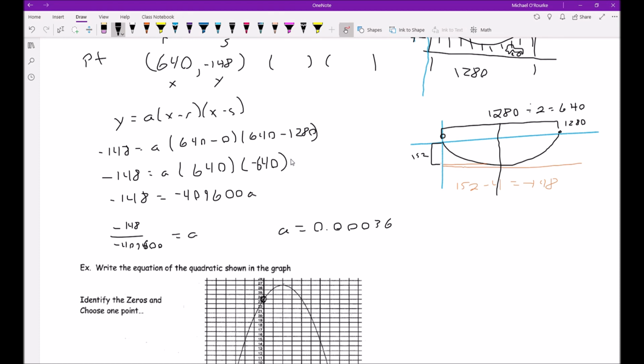Then we take this A and plug it back in the original equation. Y equals 0.00036 bracket X minus 0 and X minus 1280, as I run out of room here.